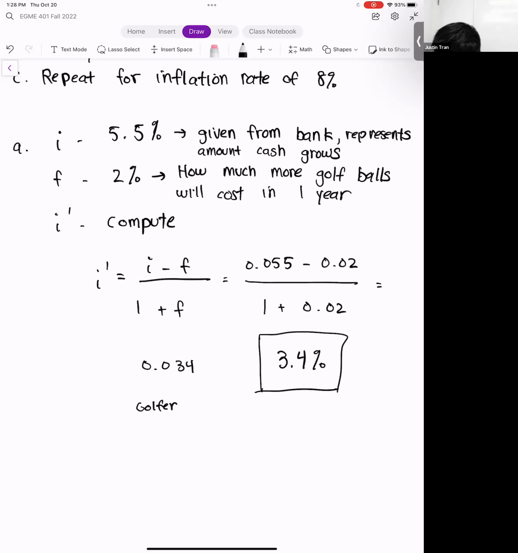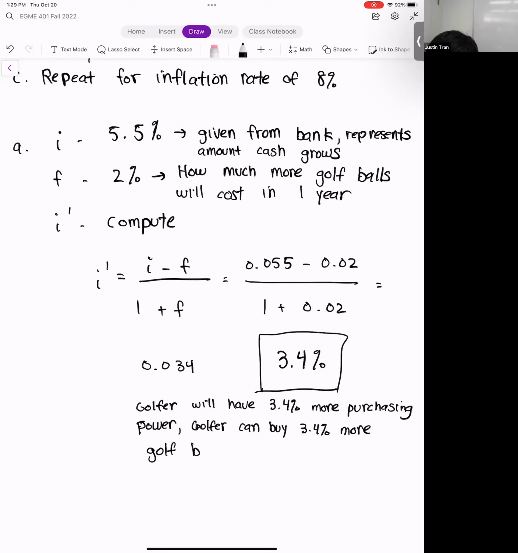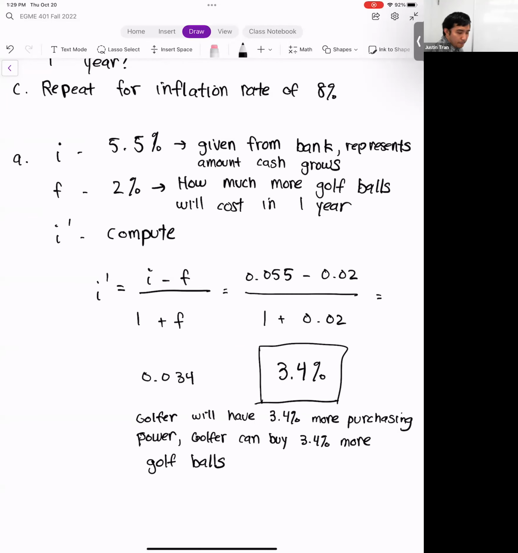Or the golfer, I guess, will have. For this problem, 3.4% more purchasing power means that she'll be able to buy 3.4% more golf balls. All right, and so that's what the real rate is representing. And so we're going to do part B on this problem to verify that that's true.